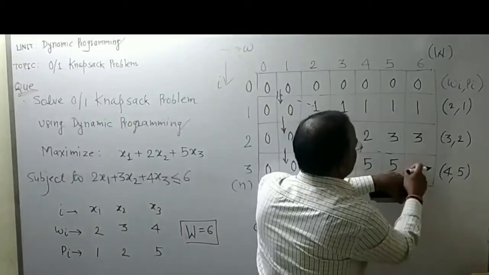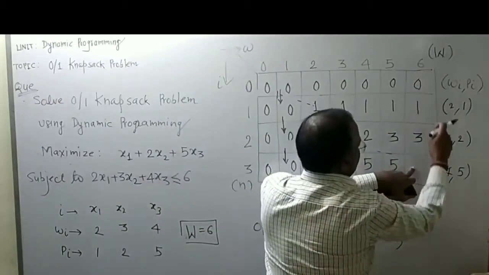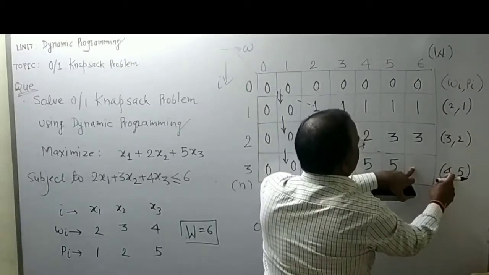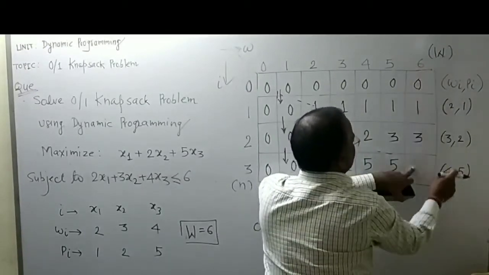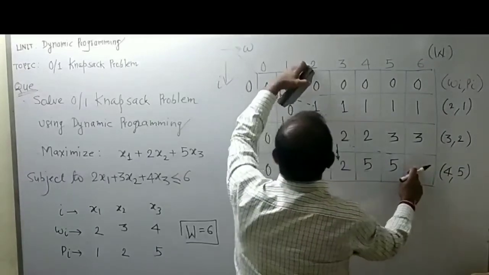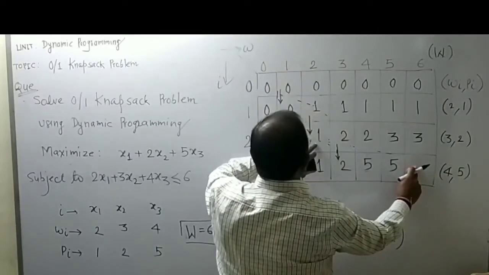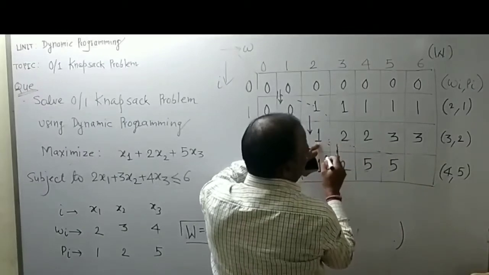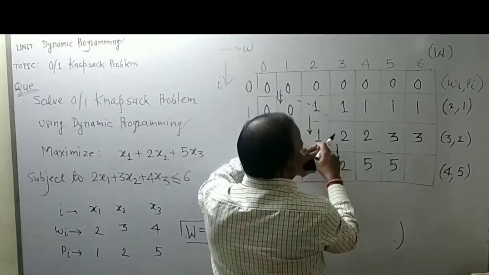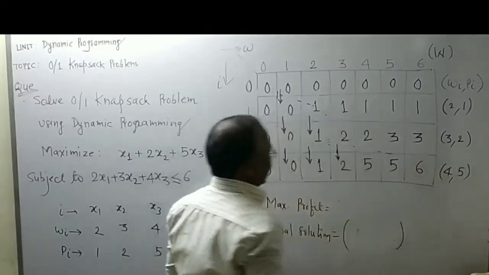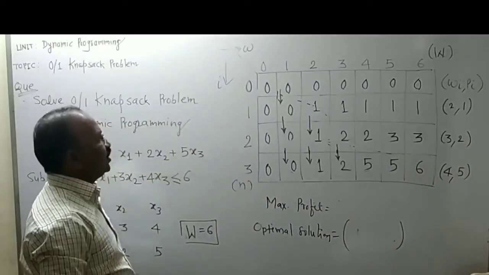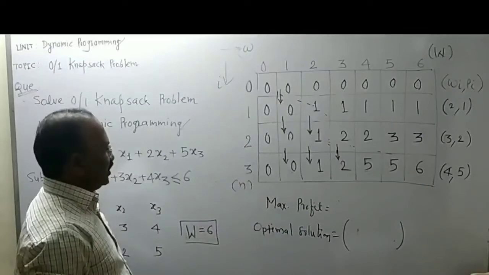Add this 0 with the profit of the last object, that is 5, means 0 plus 5, it is 5. Now for this cell, 6 is not less than 4, that's why we get another cell using 6 minus 4, that is 2. It means the cell will be this, and the value is 1. Add this one with the 5, we get 6. In this way we have constructed the 0/1 knapsack table.